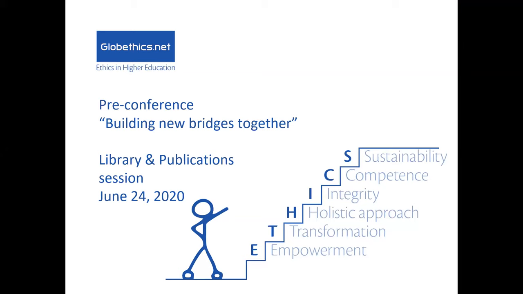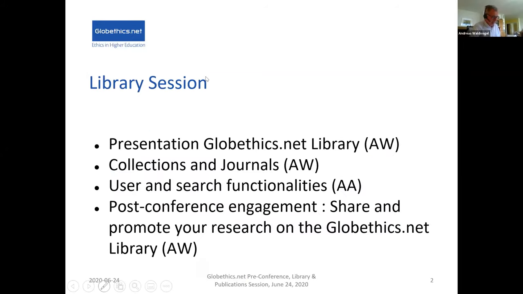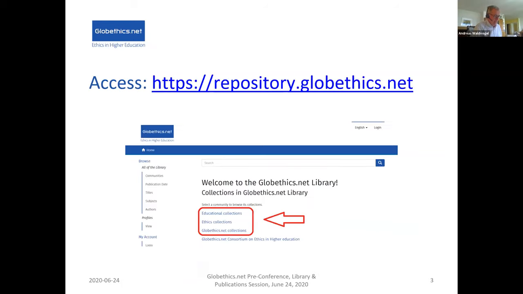Let me start with the first part on the library. This is the front page of the library repository, which can be reached at the indicated address, repository.globeethics.net. My colleague Anya will show you later how to search and how to browse the library online.